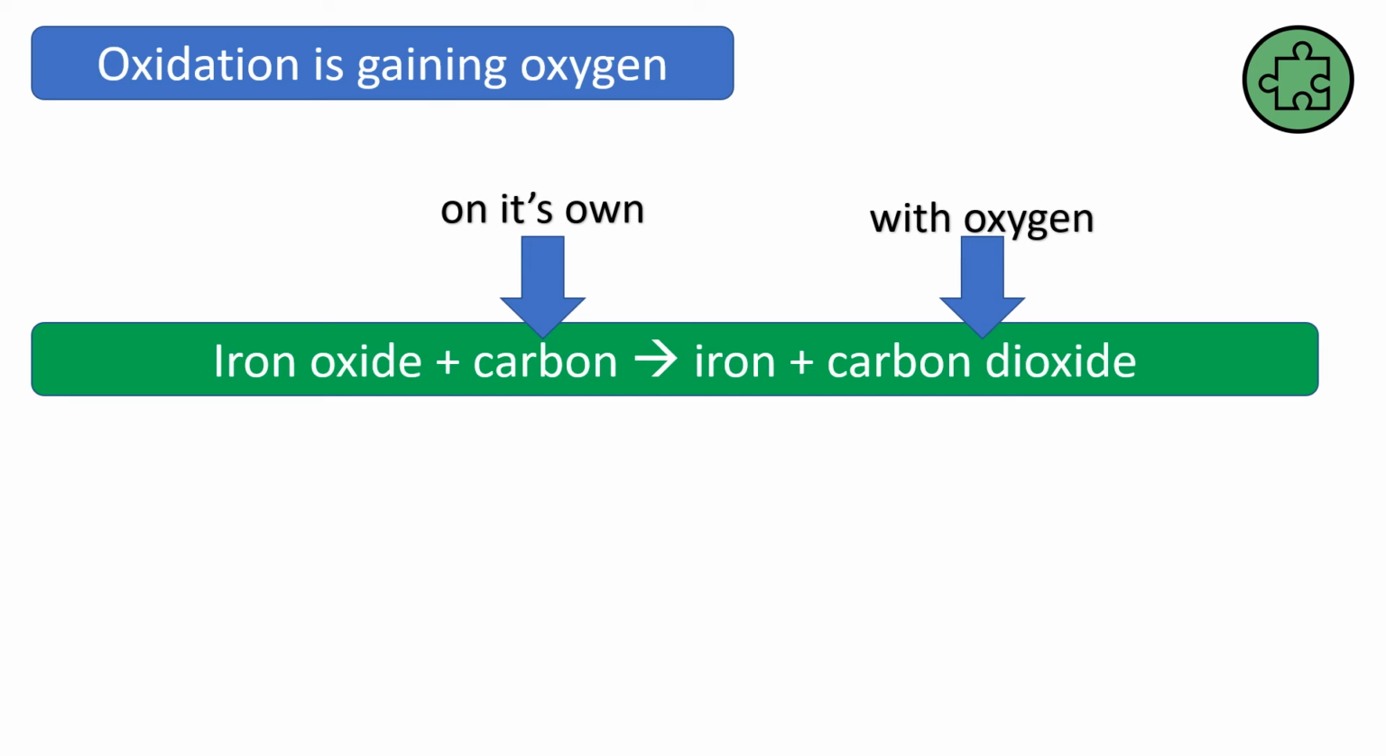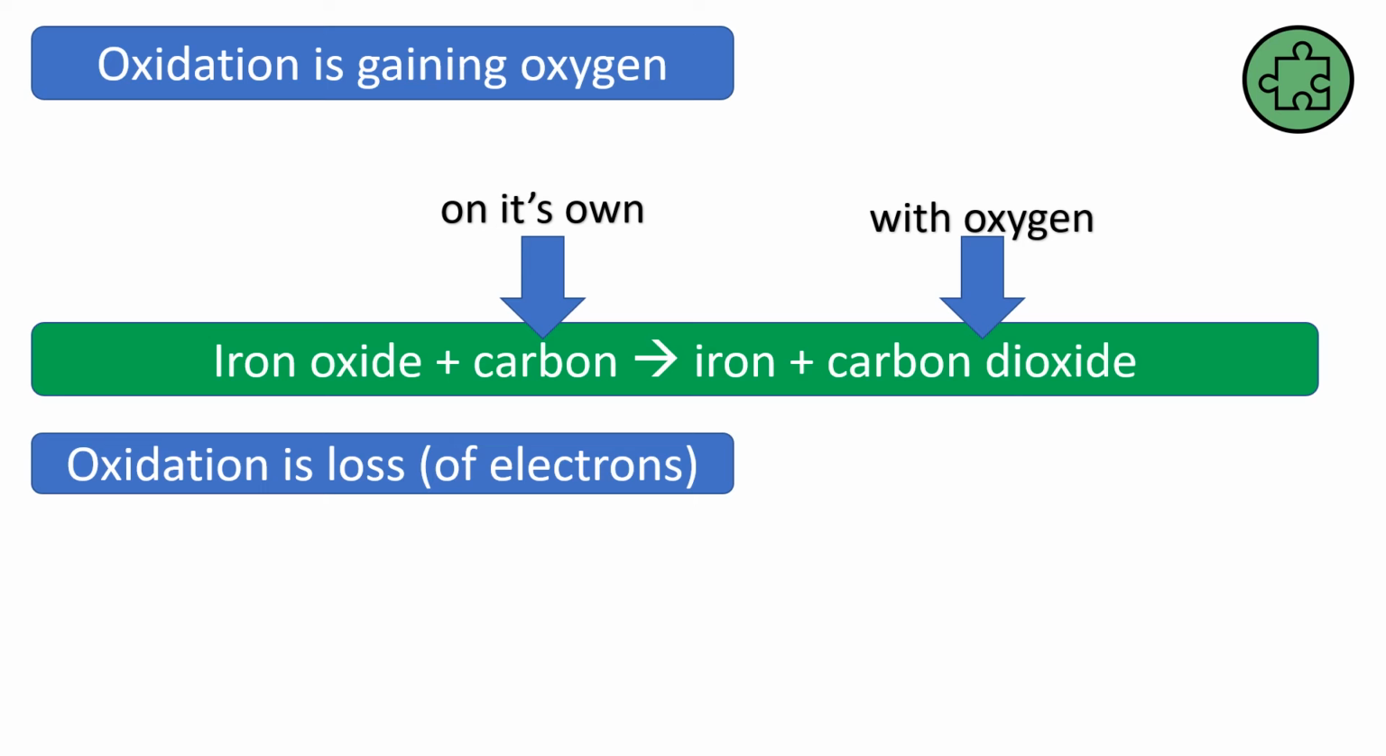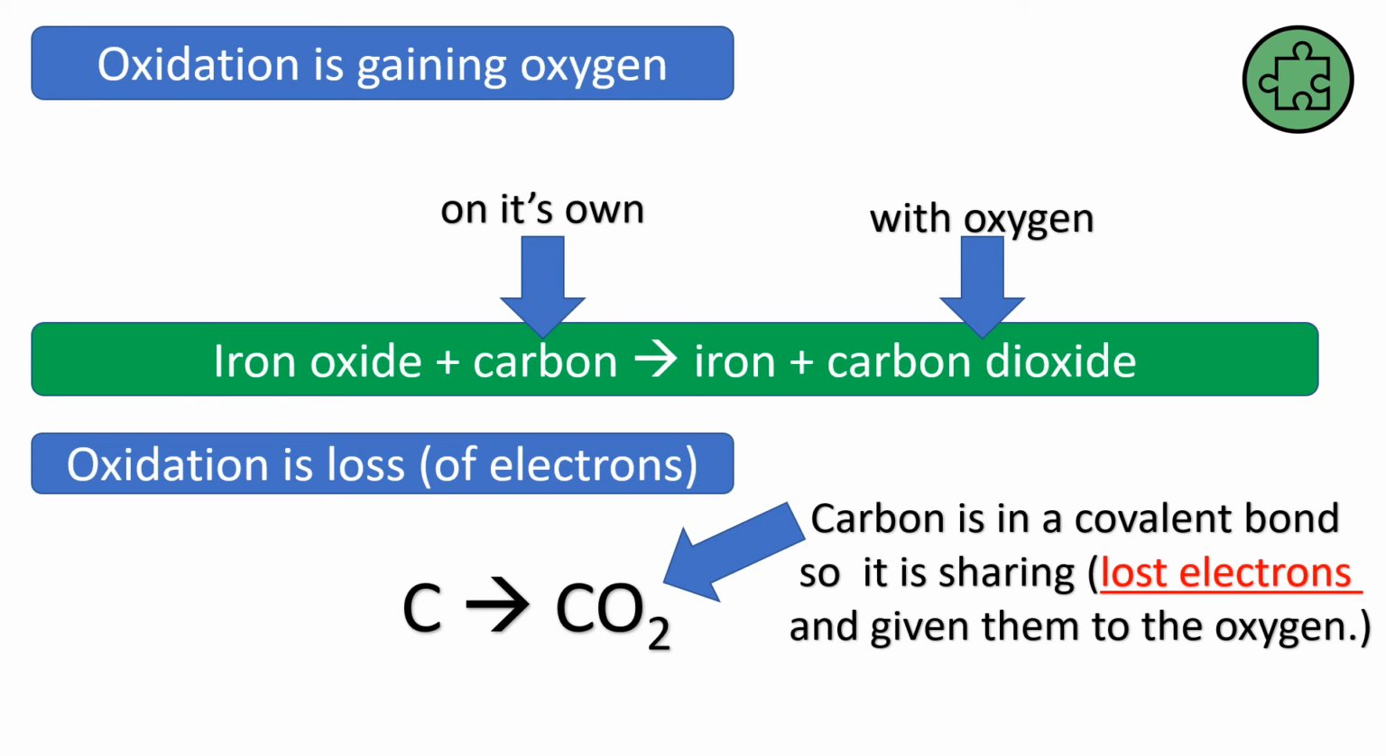Higher, you need to remember that oxidation is the loss of electrons. So what's actually happening here, when you go from the carbon atom to the carbon compound, technically it's a covalent bond, so it's sharing, but it's kind of lost those electrons and given them or is sharing them with the oxygen. And this is the bit where you remember OIL RIG. So this is the OIL bit. Oxidation is loss of electrons.